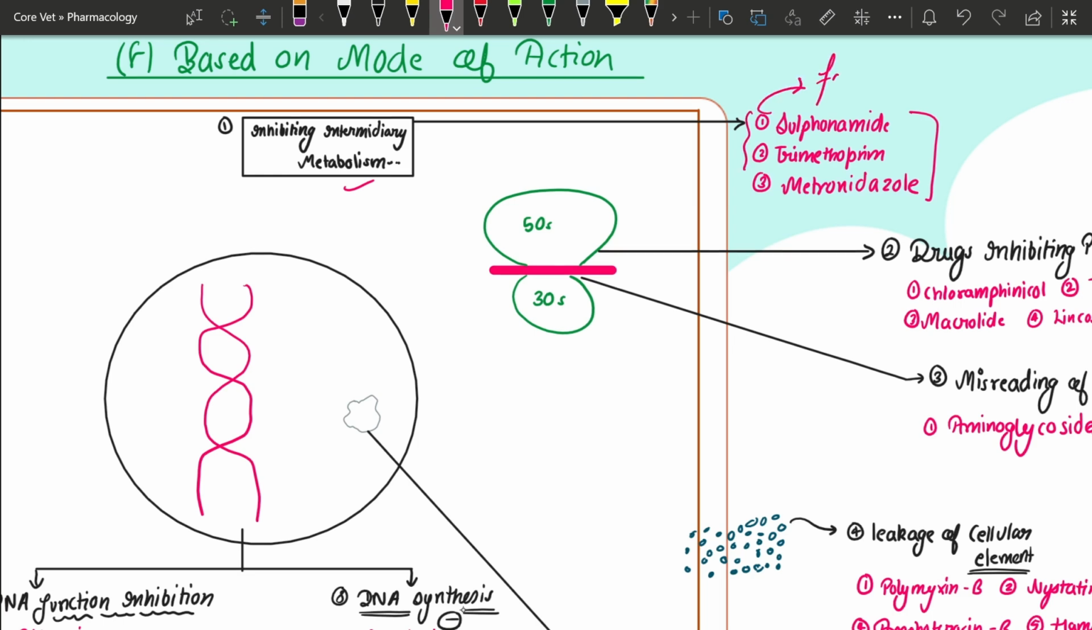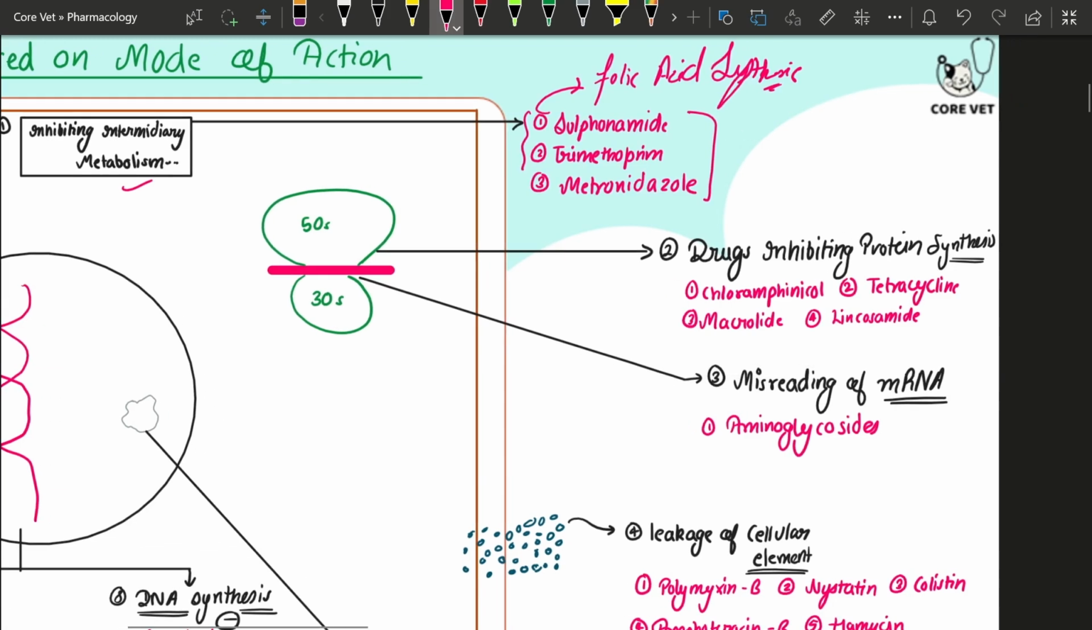The sulfonamides and trimethoprim are both responsible for inhibition of folic acid synthesis, right? We will study that they inhibit folic acid synthesis. That's why they are inhibiting the metabolism.